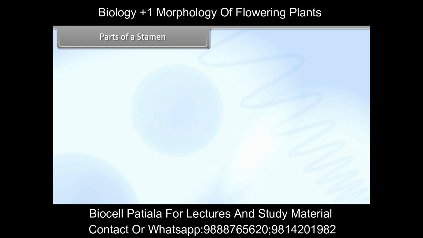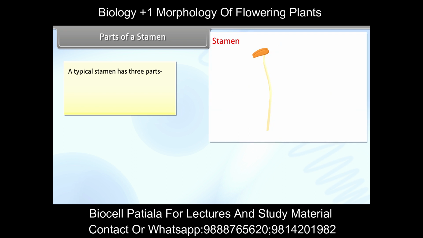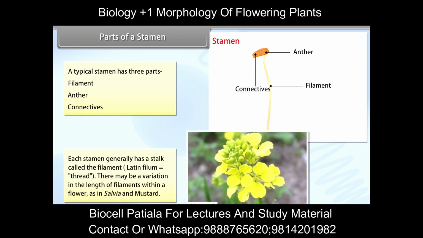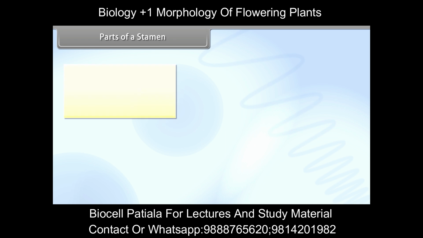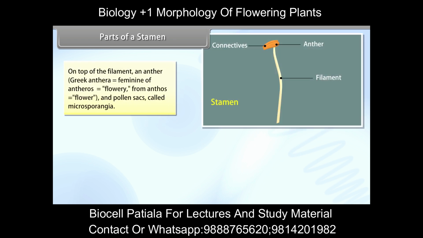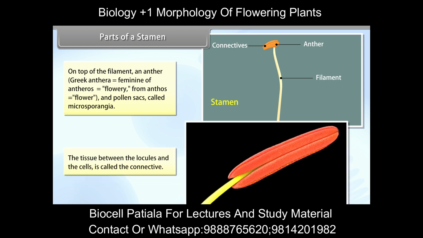Parts of a stamen. A typical stamen has 3 parts: filament, anther, connective. Each stamen generally has a stalk called filament. There may be a variation in the length of filaments within a flower, as in salvia and mustard. On top of the filament is the anther, with pollen sacs called microsporangia. The tissue between the locules is called the connective.